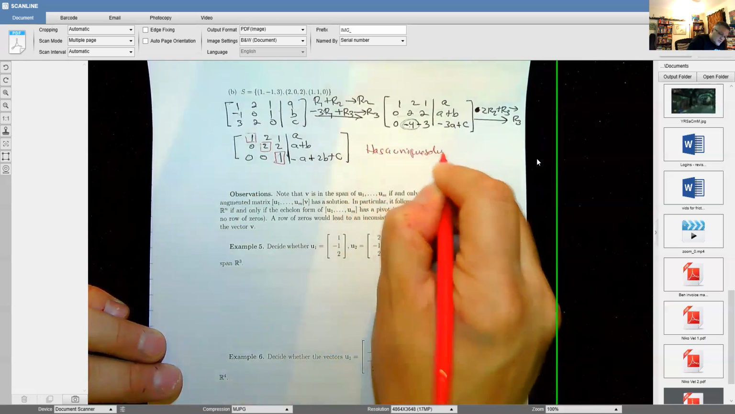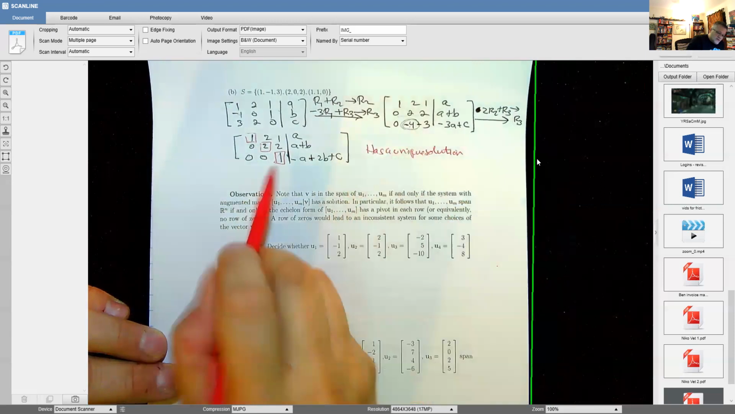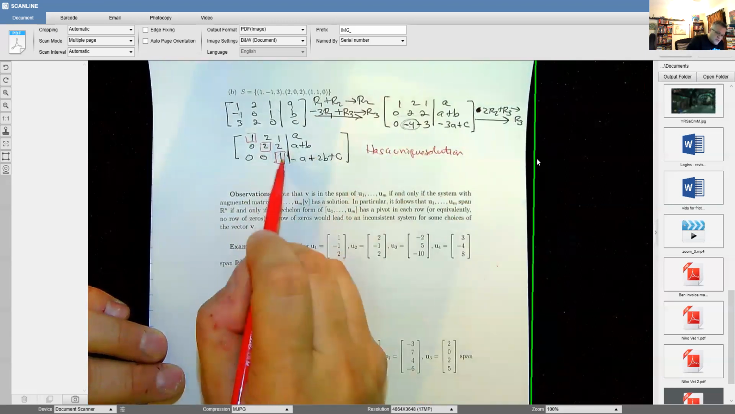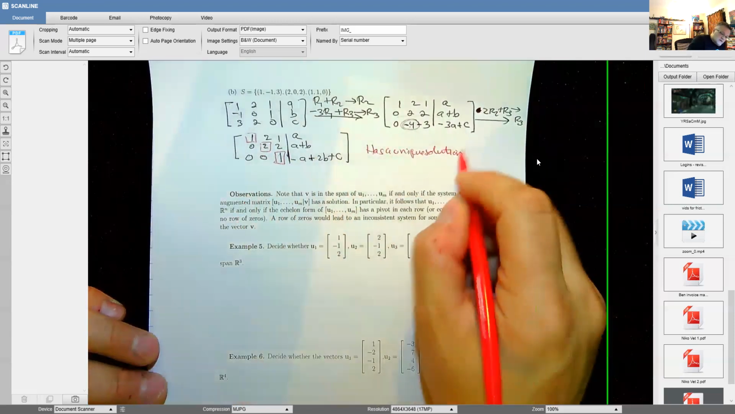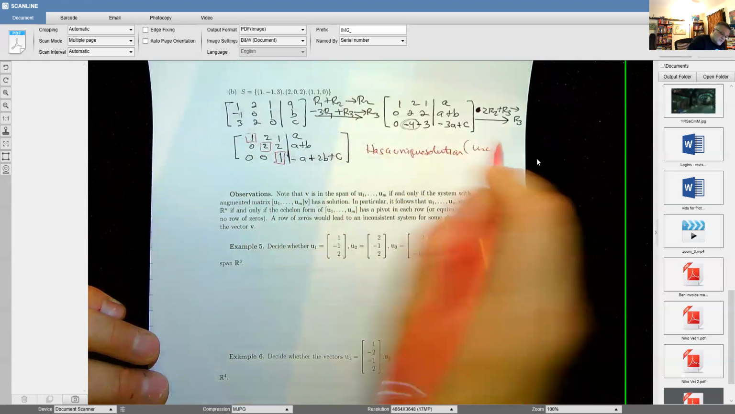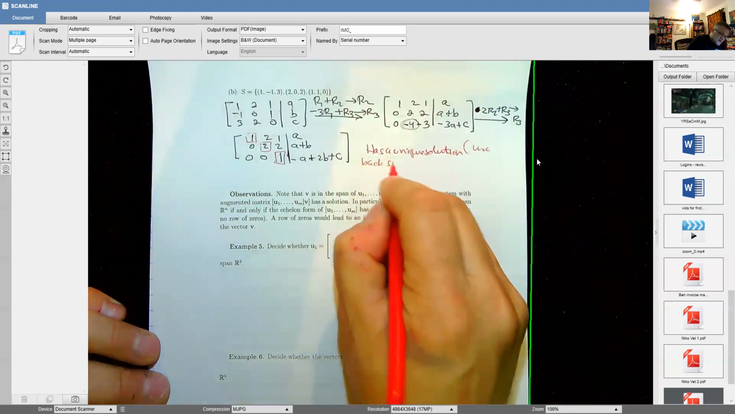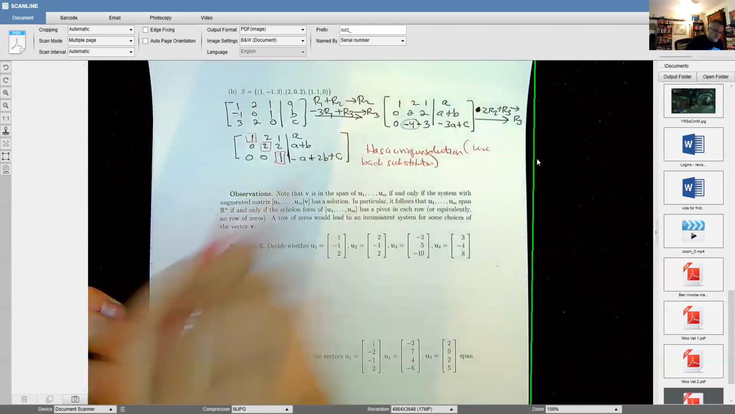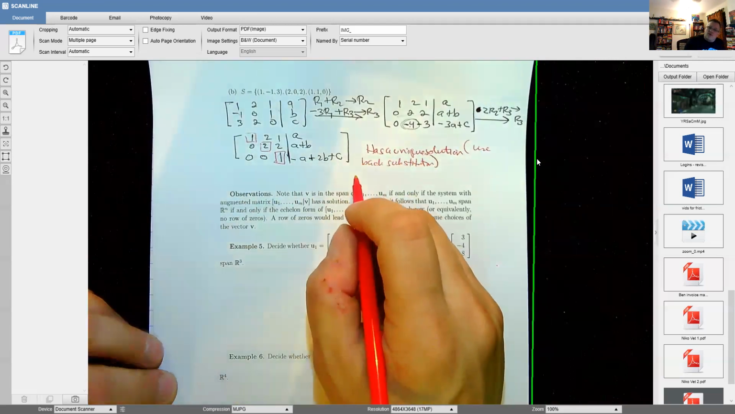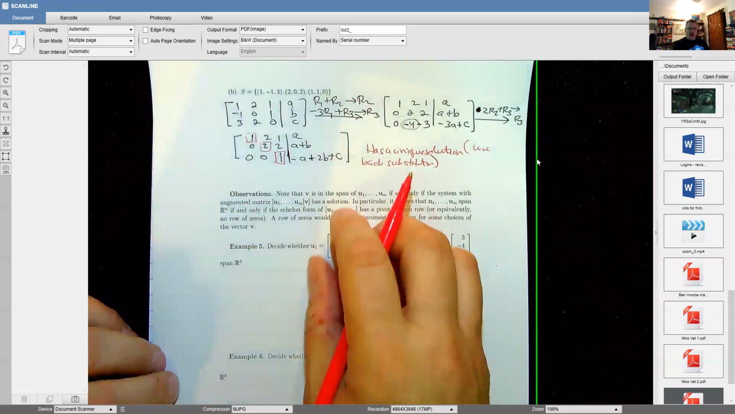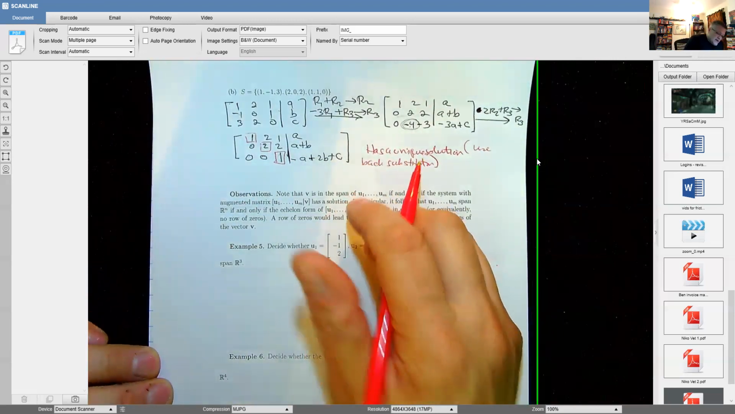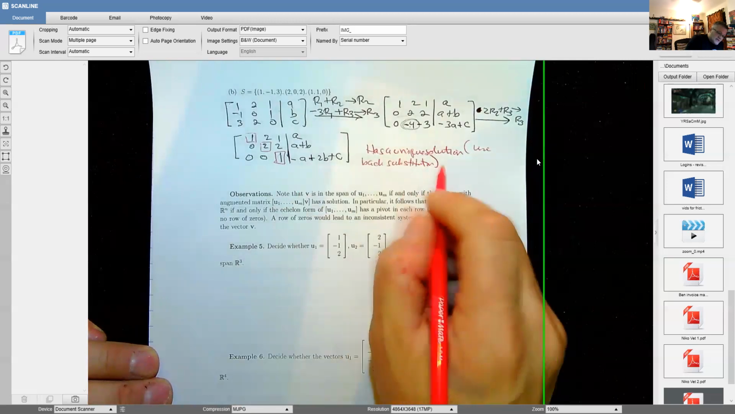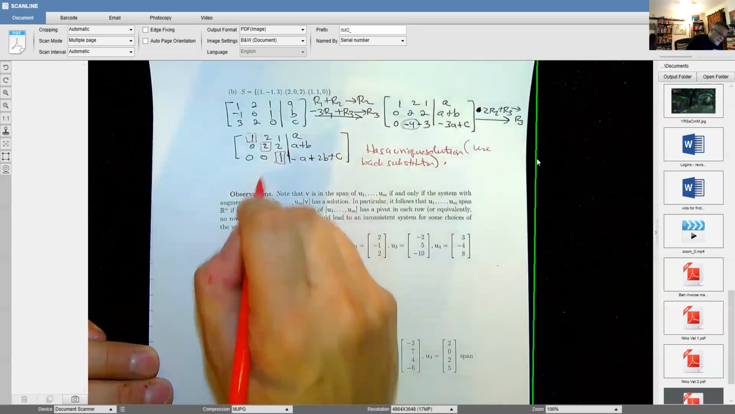You can go through the actual gory detail to find it: z equals that, then you plug this in backwards, so use back substitution. But I don't need that. I know that there is a solution, and all I was trying to do is find the span. I don't care what the actual linear combination is. I just know that it has a solution because it's upper triangular.